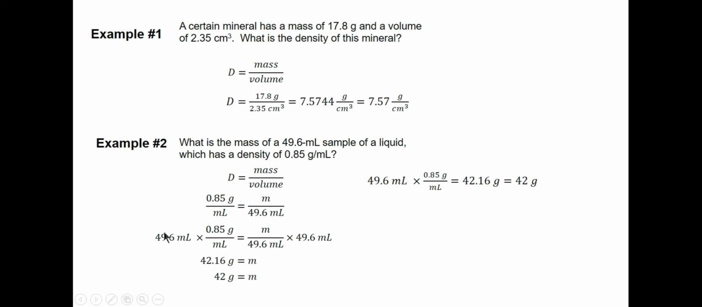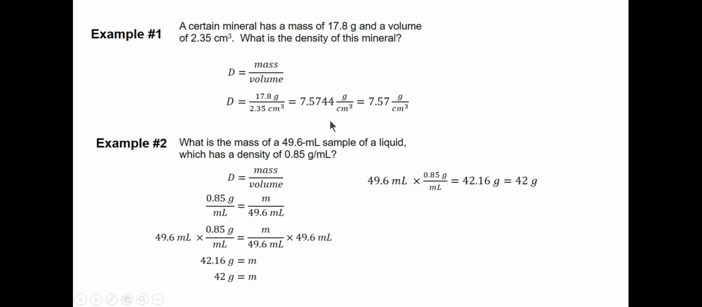So here's a couple of examples. A certain mineral has a mass of 17.8 grams and a volume of 2.35 cubic centimeters. What is the density of this mineral? Because it's asking for density, I have no conversion factor, so I have to use the formula. Density is mass over volume. Now I have to look. Well, it even says mass of 17.8 grams. But if it didn't declare that this was the mass, I would know it's the mass because of the units. Grams are units of mass. And a volume of 2.35 cubic centimeters. So I'm saying this is a volume.